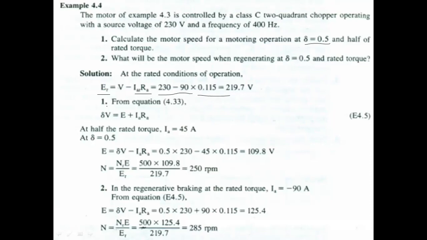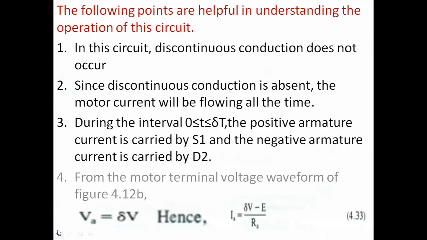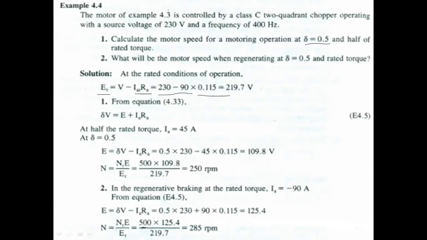From equation 4.33, IA is equal to delta V minus E by RA. From that, delta V is equal to E plus IA RA. We have to calculate the motor speed, N. What is the formula? N is equal to NR into E by ER.